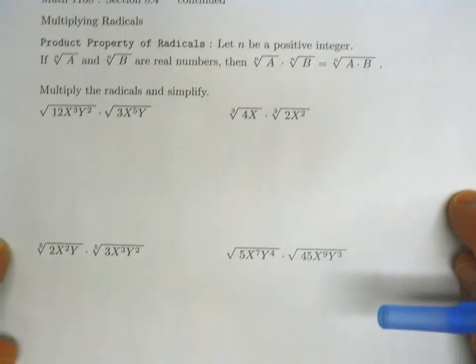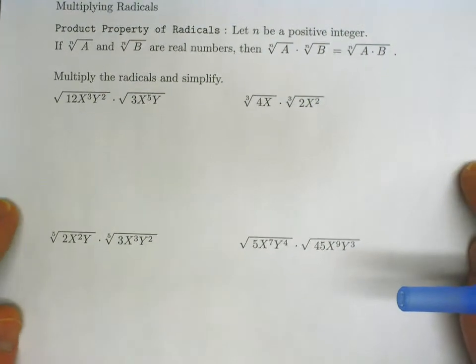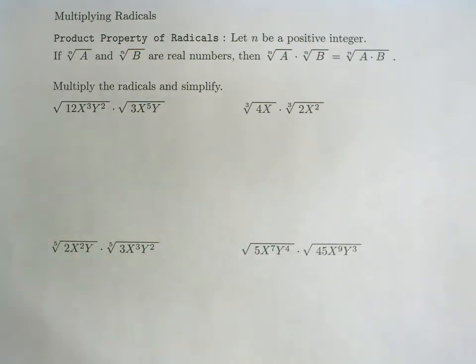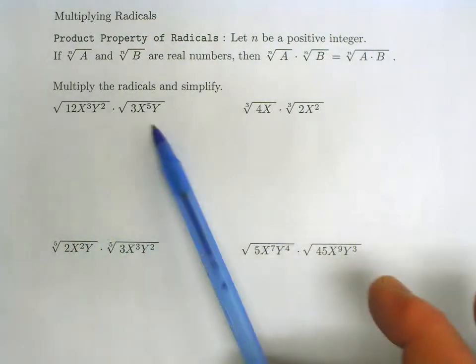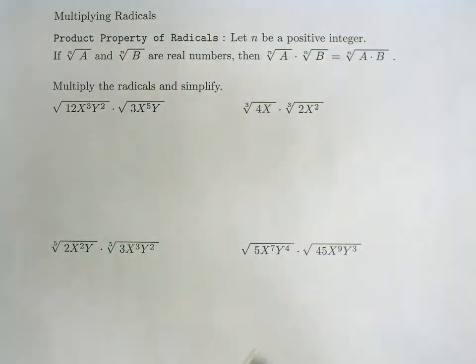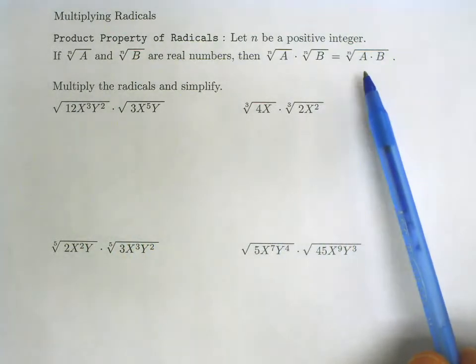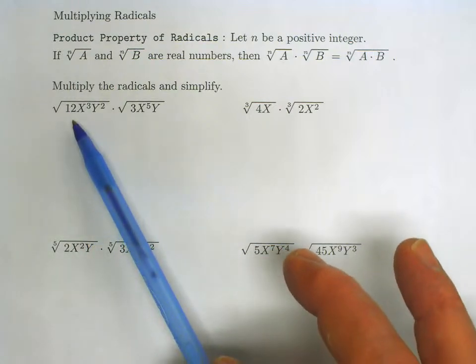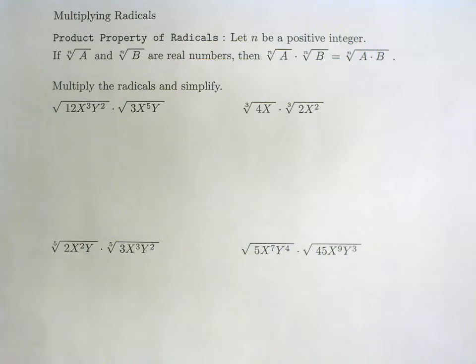Okay, in the first set of examples, I have a recommendation. Since in this first example, we're just multiplying 2 square roots, what I like to do is use the product property and write it as a single square root and multiply the 2 radicands, and then just focus on simplifying 1 square root.